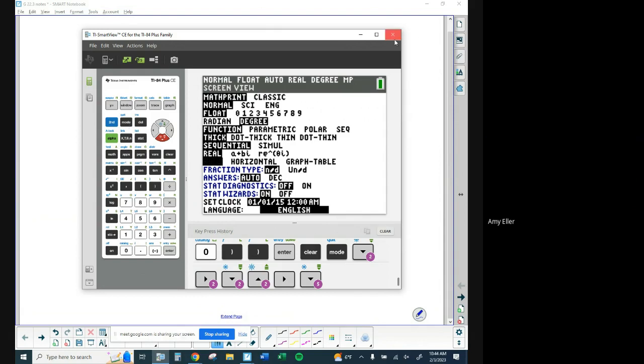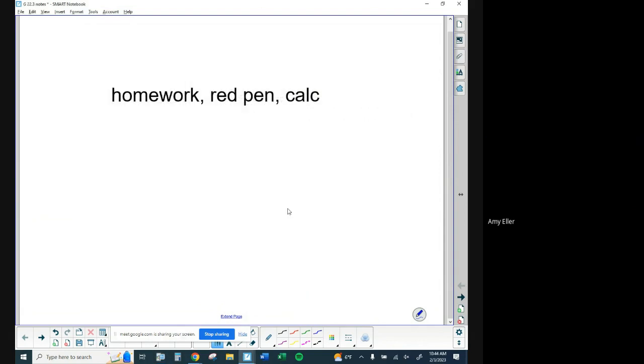Let's double check by typing something in. Let's all type the same thing. See if we get the same answer. How about cosine of 23? Type that in, please.